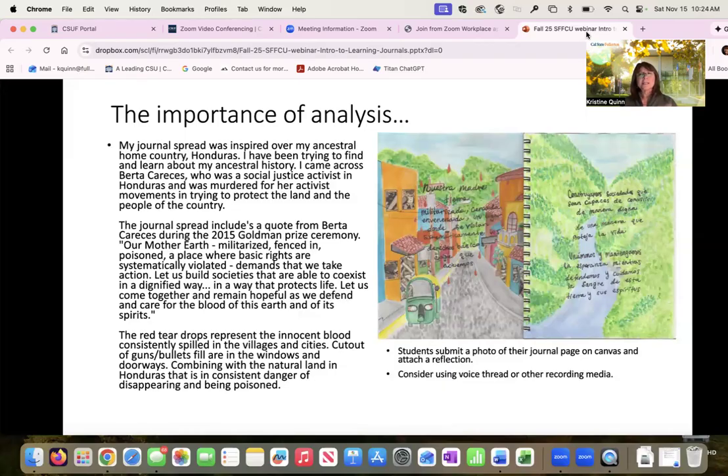what her artistic representation means. The red teardrops represent the innocent blood consistently spilled in the villages and cities. Cutouts of guns and bullets are in the windows and doorways, combining with the natural land in Honduras that is in consistent danger of disappearing and being poisoned. So it's really, to me, a very, very powerful page and a powerful example of students making personal connections to content.